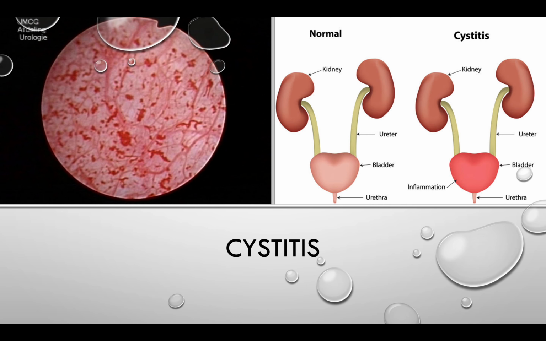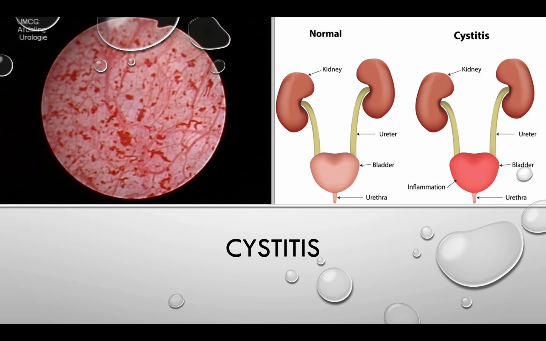So cystitis is the first thing we'll talk about, and this is what we're going to refer to when I'm talking about a urinary tract infection. So cystitis actually is the medical term for inflammation of the bladder. Most of the time, that inflammation is caused by some type of bacterial infection, and that's what we typically refer to as a urinary tract infection.